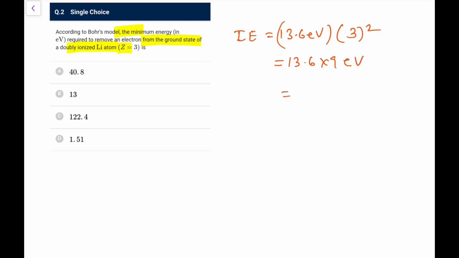According to the Bohr model, the minimum energy required to remove an electron from the ground state of a doubly ionized lithium atom. You can directly say minimum energy required to remove, that basically means ionize. So that ionization energy is 13.6 eV Z square. Z square here is 3 square, that is 13.6 into 9 eV. That comes out as 122.4 eV. So go for option C. It's a direct application of the Bohr model.